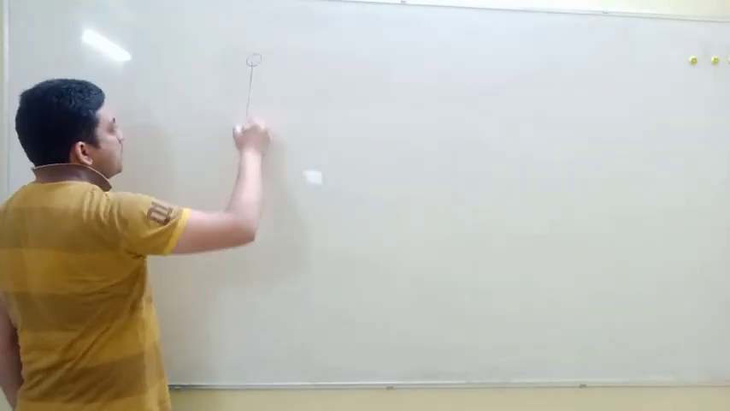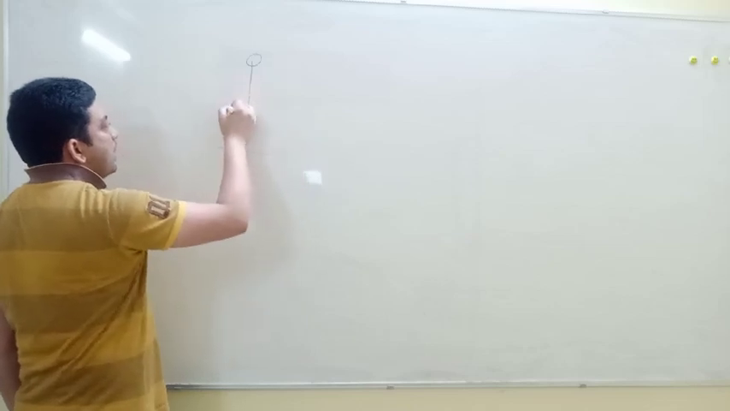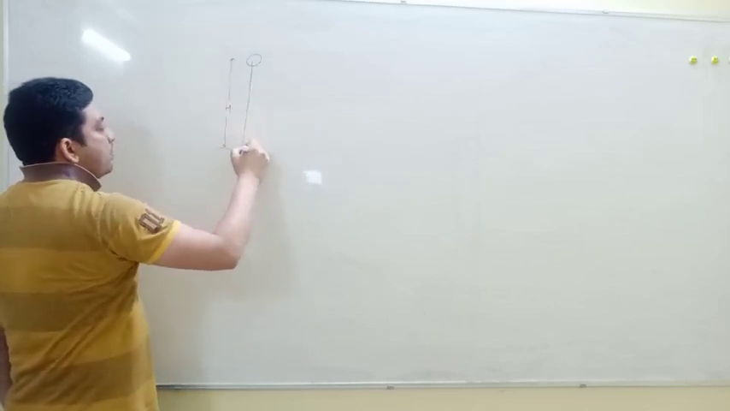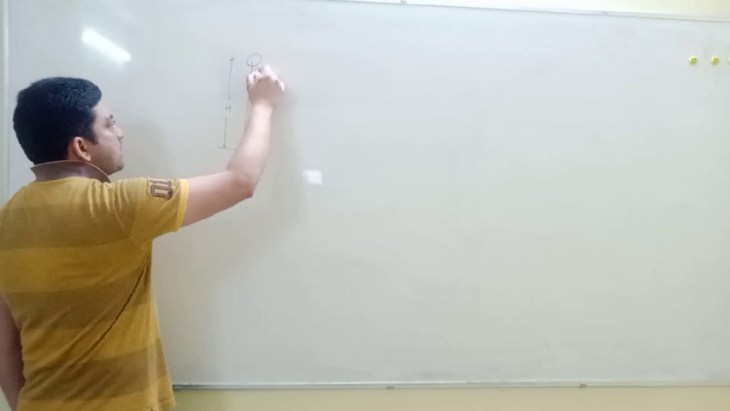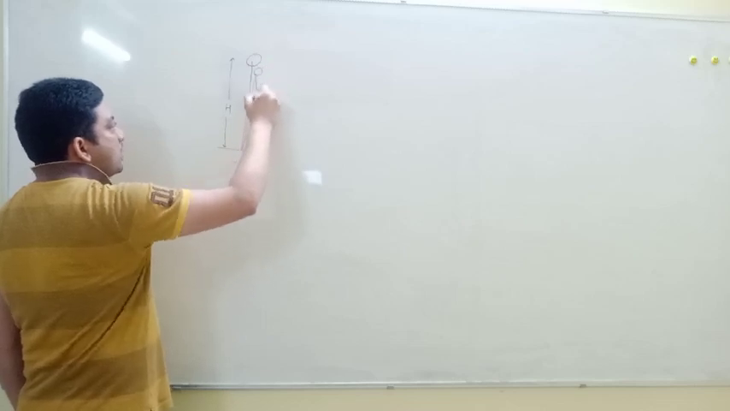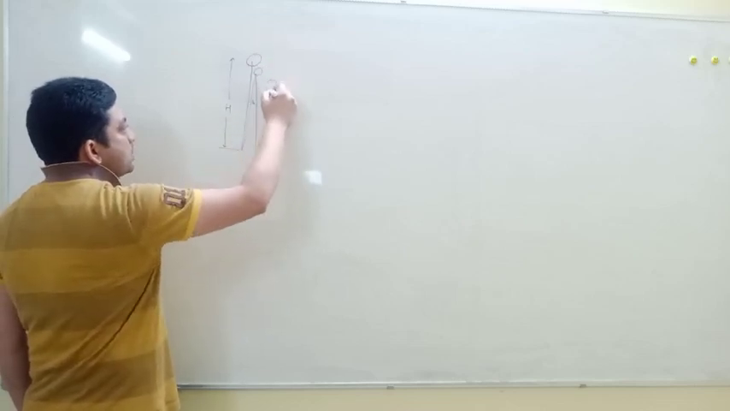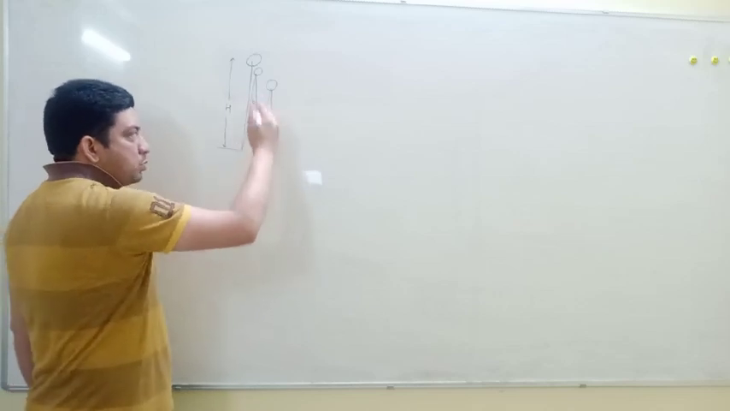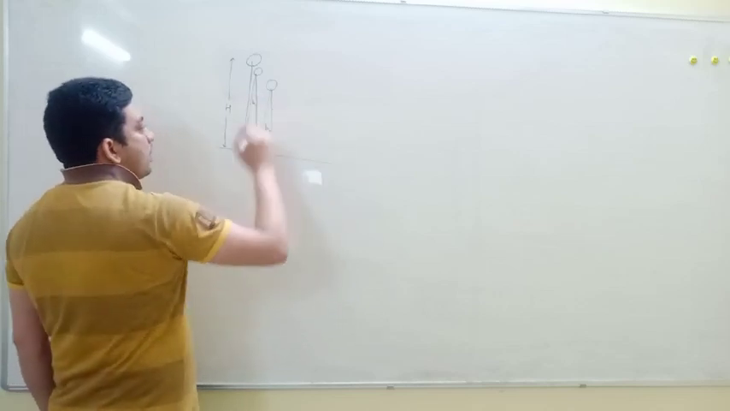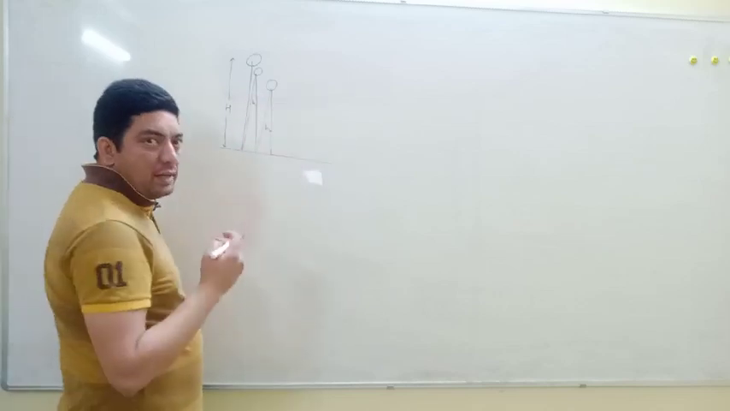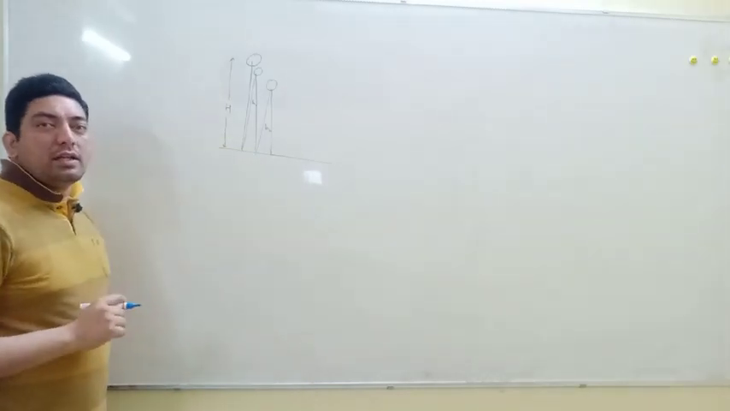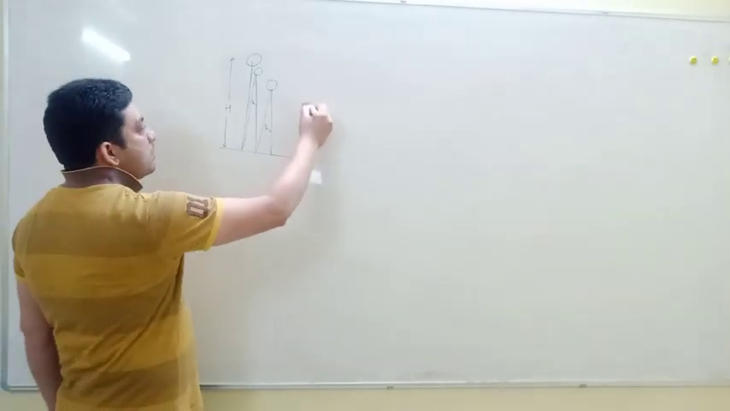Let us suppose there is a body which is dropped from a height h, and after collision it reaches some height, let's say h1, and then again after one more collision it reaches a height h2. All these motions will be vertical only. Now we know that the height is reducing, it means the collision is inelastic.